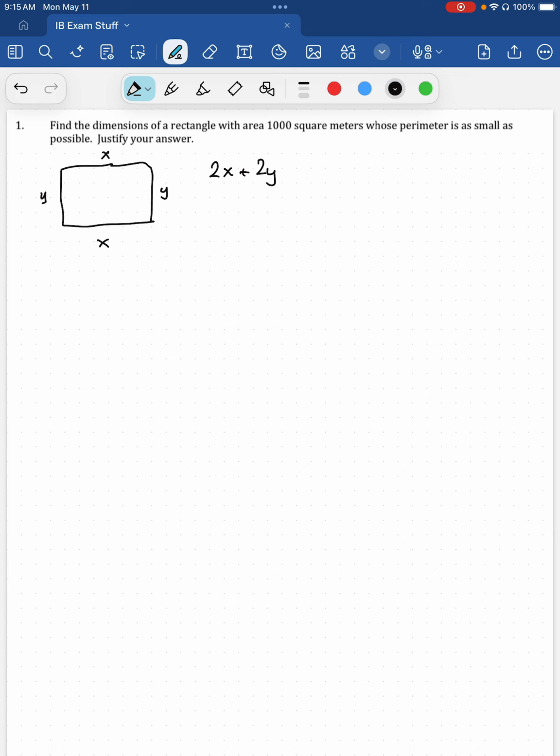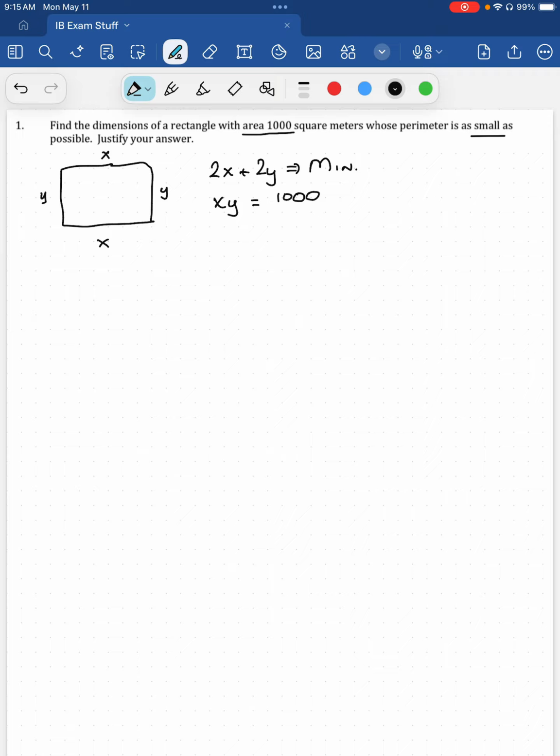And we want that to be as small as possible. So that means we're going to attempt to minimize that. And the other thing we know is that the area is 1,000 square meters. So x times y equals 1,000. So now, the thing we're trying to minimize is 2x plus 2y. That has too many variables. Remember, our two conditions are one variable simplified.